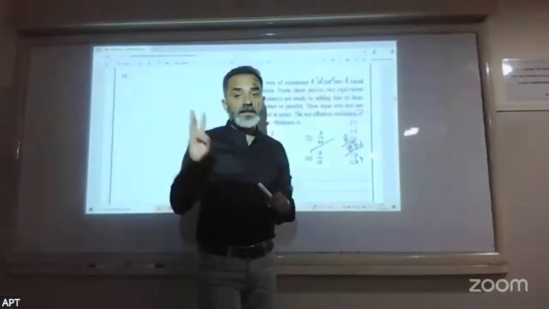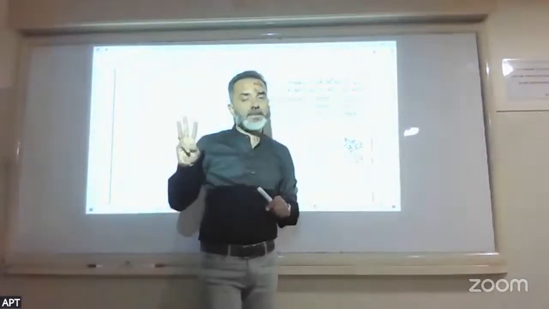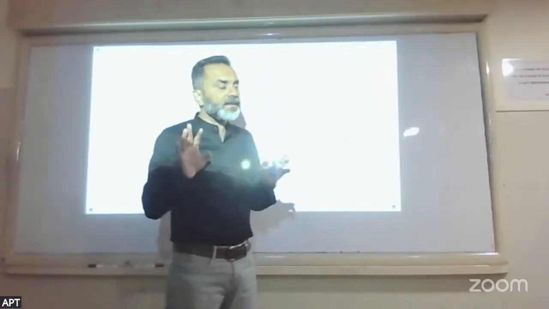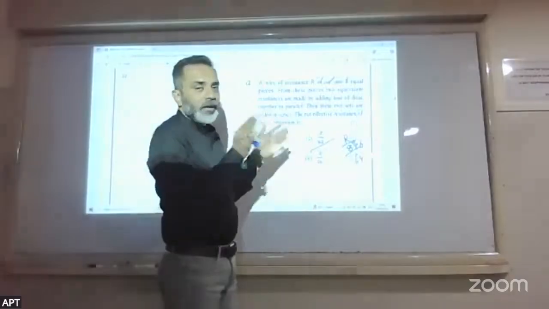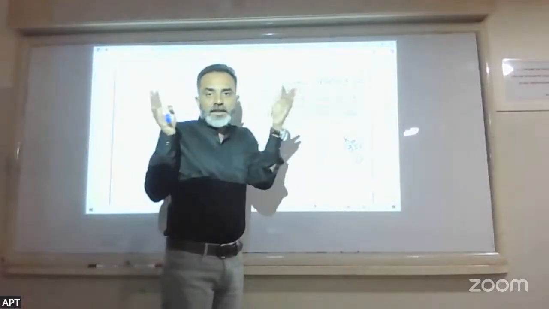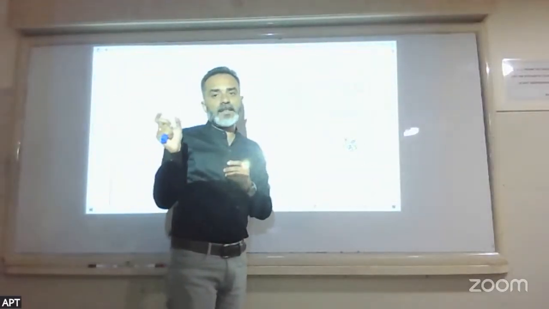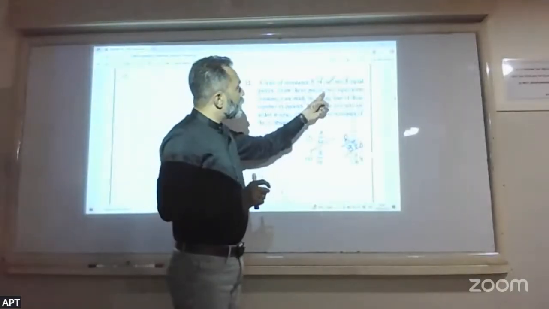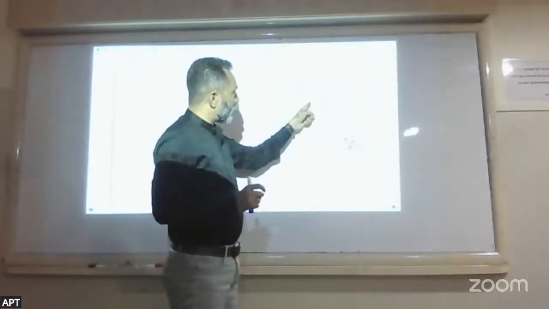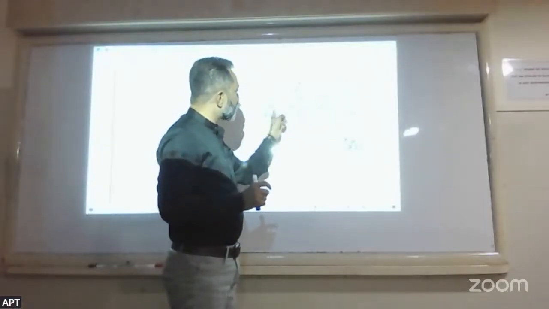Again current electricity, guys, the third question coming up, but that's again not difficult, a simple question. A wire of resistance R is cut into 8 equal parts. When the wire is cut into 8 equal parts, each part has resistance equal to how much? From these pieces, 2 equal resistances are made by adding 4 of them in parallel.